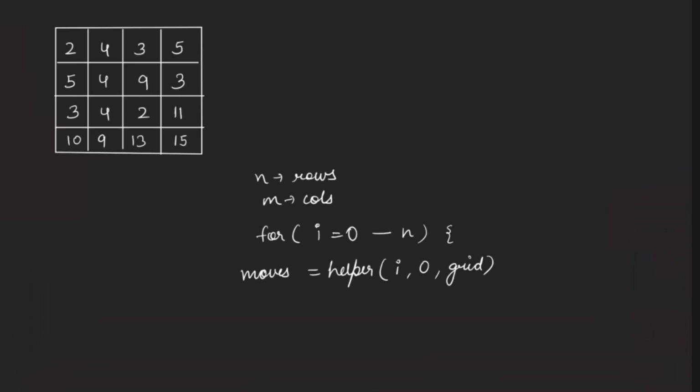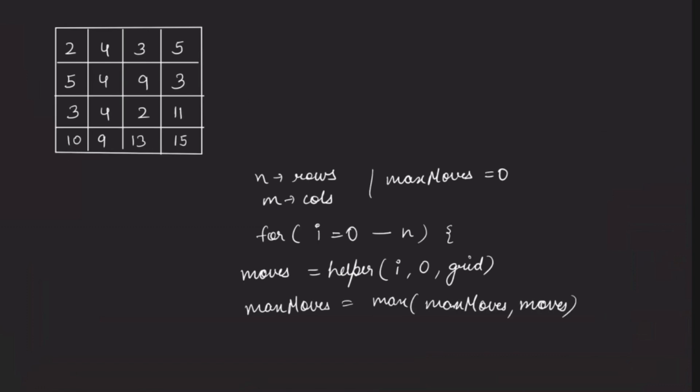And now you need to find the maximum number of moves. So you can take one more variable, max moves. Initially it will be 0, and then you can update it. So max moves can be updated as the maximum of max moves comma moves, right? So this you are doing for all the cells in the first column. And then at the end you can return your max moves, right?